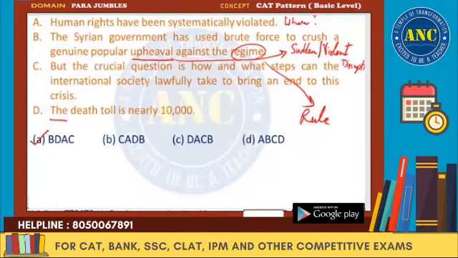And then you get into a generic mode of human rights have been violated, which will tag along with C nicely, because there it is saying that now that the rights have been violated, let's now wait and watch what the international society can lawfully do about this case. So the answer is BDAC.